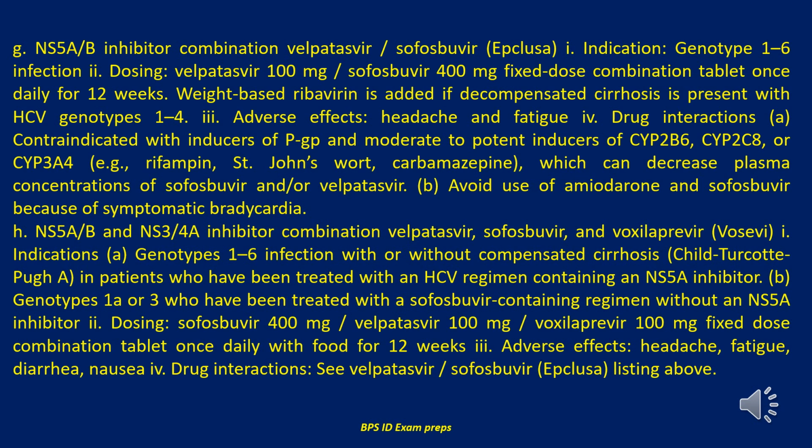2. It is dosed at sofosbuvir 400 mg with velpatasvir 100 mg with voxilaprevir 100 mg fixed-dose combination tablet once daily with food for 12 weeks. 3. Its adverse effects include headache, fatigue, diarrhea, and nausea. 4. For its drug interactions, see velpatasvir co-formulated with sofosbuvir, marketed as Epclusa, listed above.